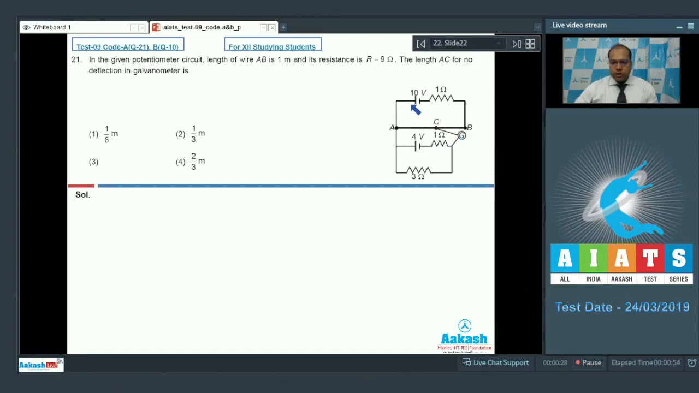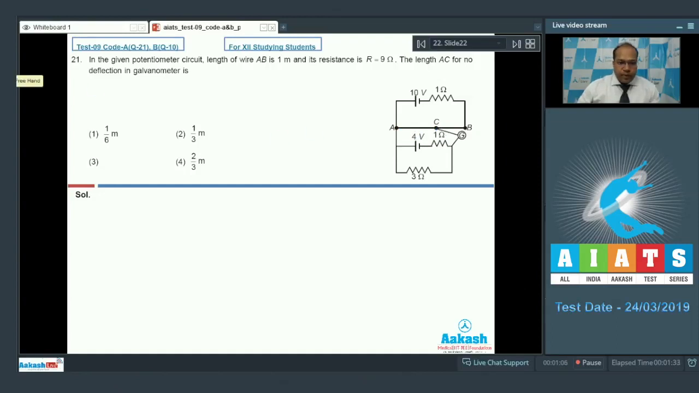So in that situation, the current will move in the circuit in this fashion and the current will move in the circuit in this fashion. So in that case, the current in this circuit is 1 ampere. The potential difference between A and B would be 9 volt. In the same way, the current in this branch is 1 ampere. So the potential difference between these 2 points would be 3 volt. So we can say the potential difference between A and C must be 3 volt.